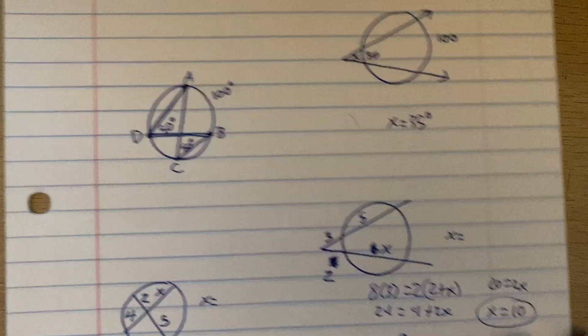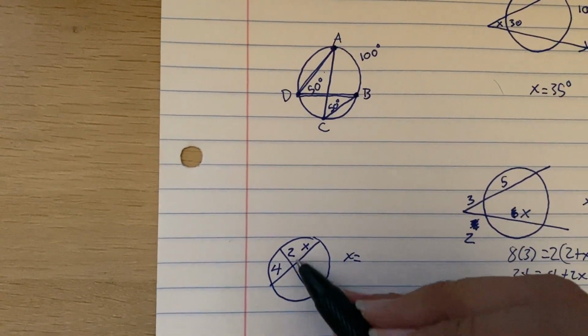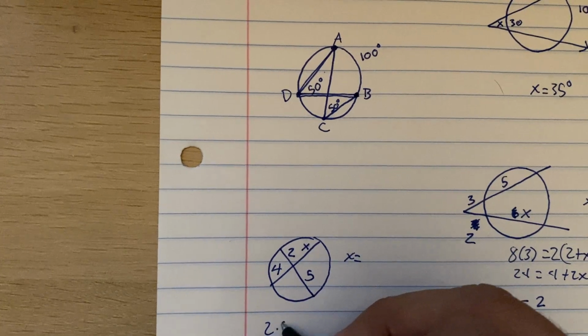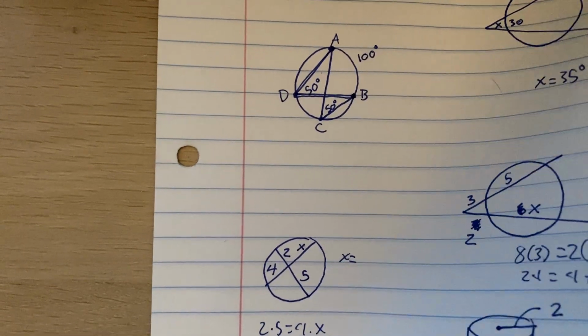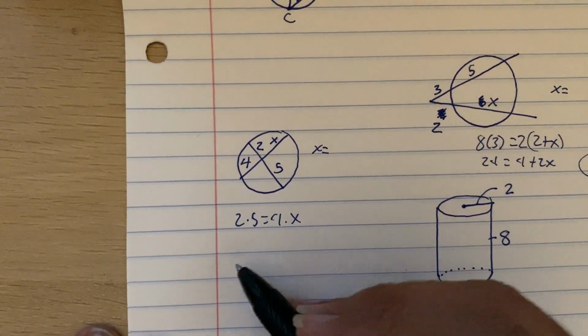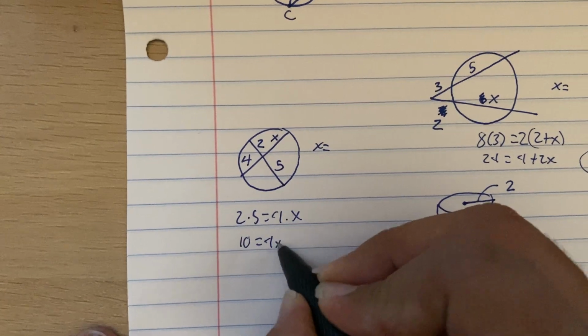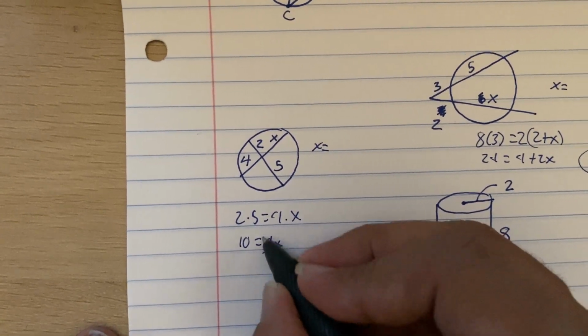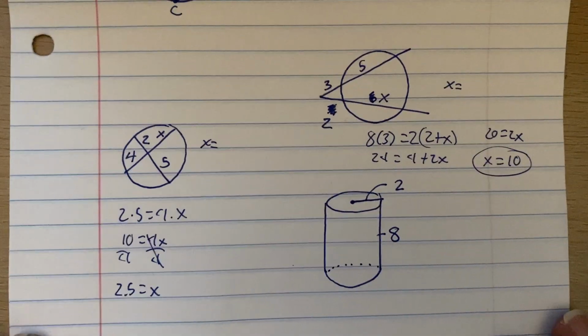Okay? Now this one, when you cross multiply this, it should be the same number. So 2 times 5 should equal 4 times x. So 2 times 5 equals 4 times x. This is going to be 10 equals 4x. It's a one-step equation. Divide by 4. 2.5 equals x.